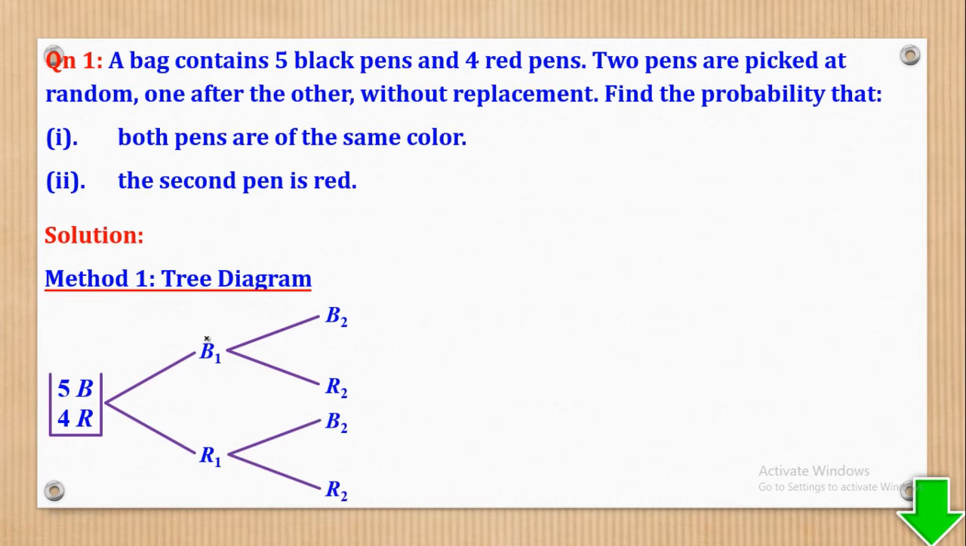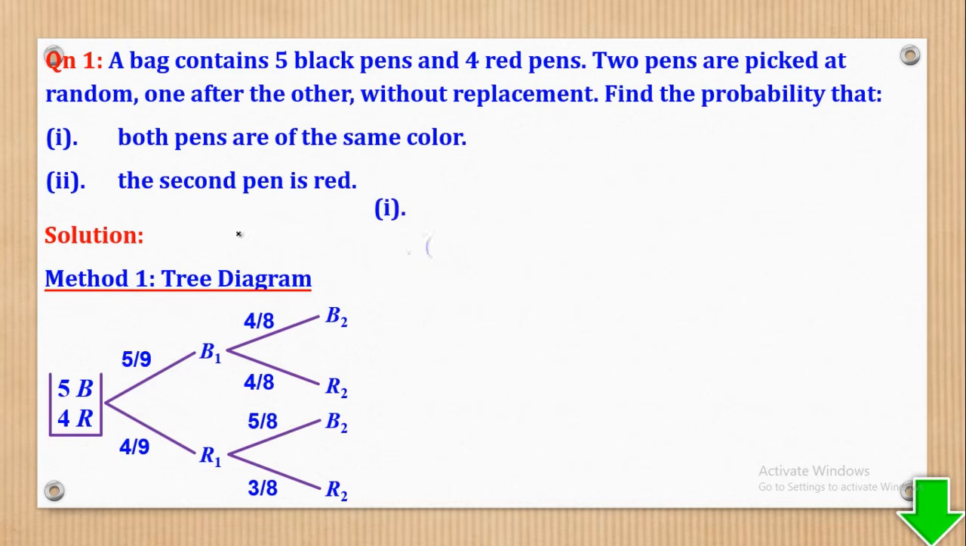So here, if I first pick black, the probability is 5 over 9 and the complement will be 4 over 9. Then if I pick black the second time, the probability will be 4 over 8. Why? Because this one reduces by 1 and also this one reduces by 1. And this complement will be 4 over 8. Then for this side, if I pick red, this one reduces by 1 and this one also reduces by 1 to get 3 over 8. And the complement is 5 over 8.